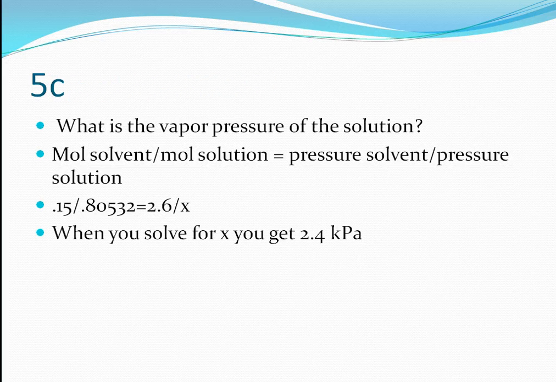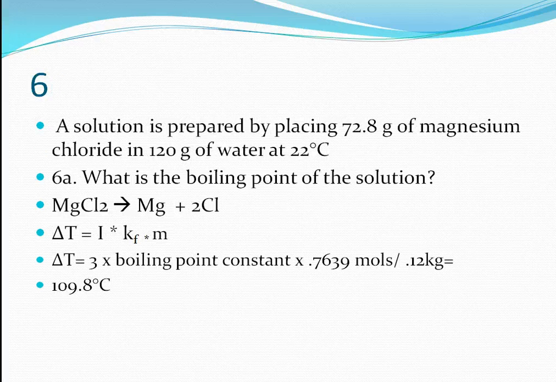Not too difficult. What is the vapor pressure of the solution? So you have mole solvent over mole solution equal to pressure solvent over pressure solution. So you have 0.15 over 0.80532, which is equal to 2.6 over x. 2.6 you're given in the problem, and 0.15 and 0.80532 you have to solve for, which you're given in the previous slide. When you solve for x, you get an answer of 2.4 kPa.